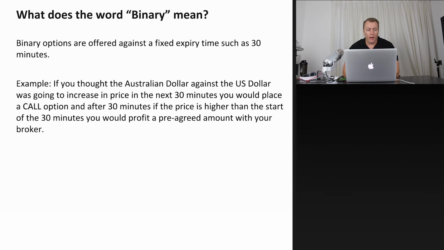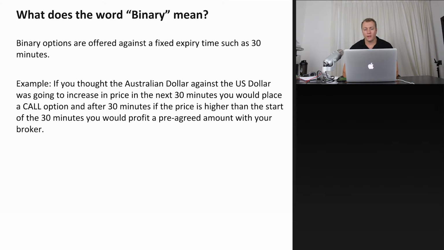Binary options are offered against a fixed expiry time, such as 30 minutes. You'll find there are various expiry times, as low as 60 seconds all the way up to end of year expiries and end of month expiries. The most common ones are 30 minutes, 15 minutes, and an hour, and also the short time ranges from 60 seconds all the way up to 300 seconds.